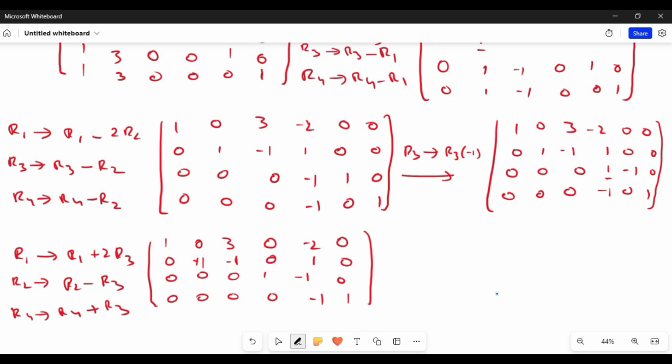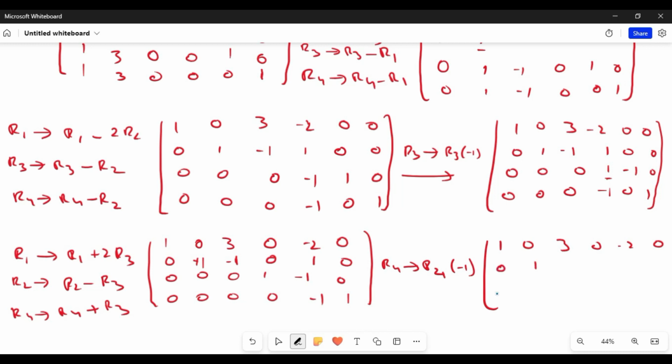We have a leading element in every row: first row, second row, third row, fourth row. We have the fourth row. We want it to be 1, isn't it? Multiply by minus 1. So R4 will be R4 times minus 1. There is no change. The first row is 1, 0, 3, 0, minus 2, 0.